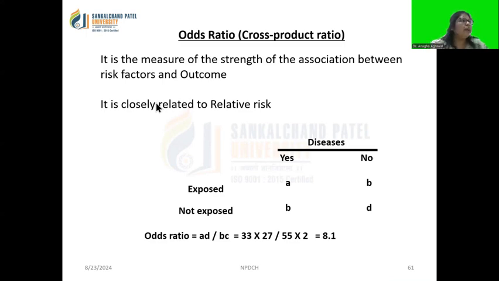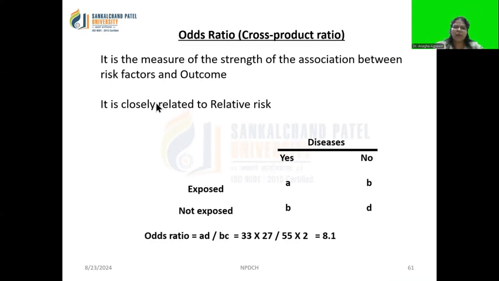In this case, smoking is the exposure. So whoever is exposed to that particular risk factor has 8.1 times more chances of developing that disease as compared to those who were not exposed. So it shows the strength of association between risk factor and the outcome.